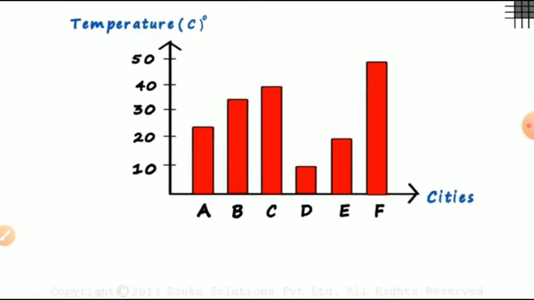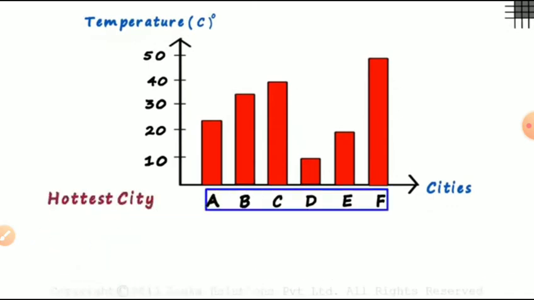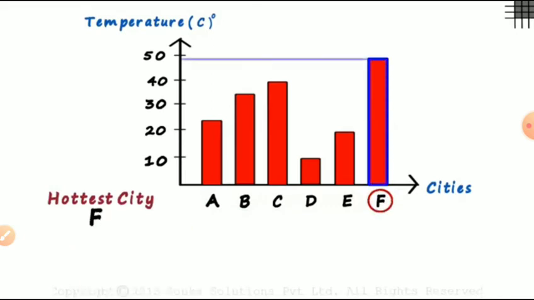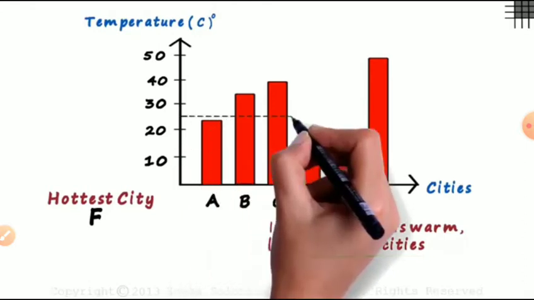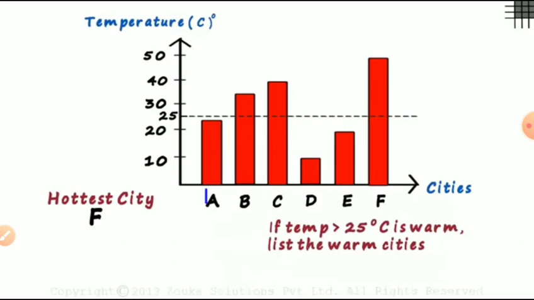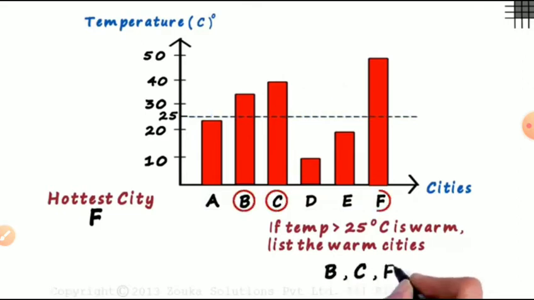Here's the first one. Which is the hottest city among these 6 cities? Well, it's obvious. It's city F as its average temperature is highest among peers. Next one. If a temperature greater than 25 degrees Celsius is warm, list the warm cities. This is the 25 degrees Celsius line. All cities having their average temperature above this line will be included in the list. So the warm cities are B, C, and F.